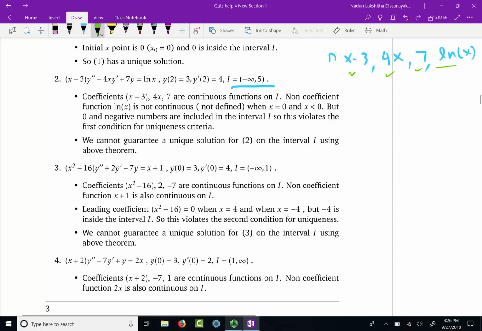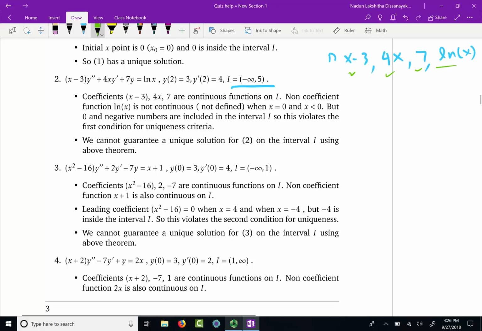Natural log x. What do you think about natural log x? Is it a continuous function everywhere? No, right? Tell me, what is natural log 0? Natural log 0 is undefined. Okay, so you cannot take a log of a 0 or log of a negative number for a fact. So this natural log is not continuous when it's 0 or negative number.